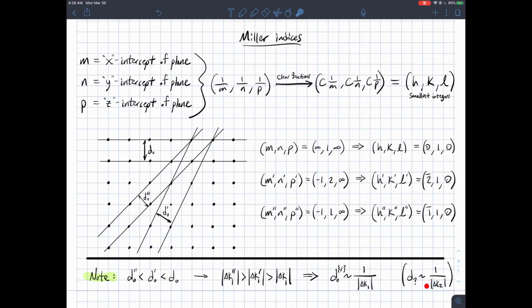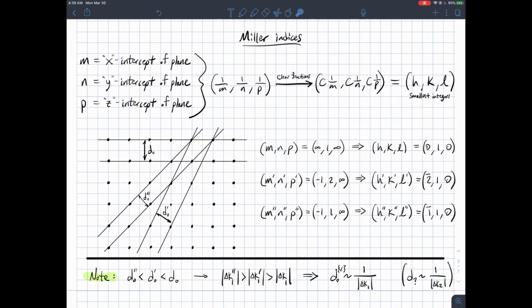The higher order reciprocal lattice vectors determine a plane, a distance between planes, but notice that this is 2 times this. So this is 1/2 of this. So look at this, for example, this D0.